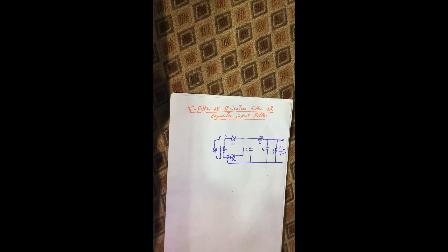Okay guys, in this video I will discuss the last type of filter, which is called pi filter. Its alternate name is also pi section filter, or we call it capacitor input filter. Now here is the circuit diagram.